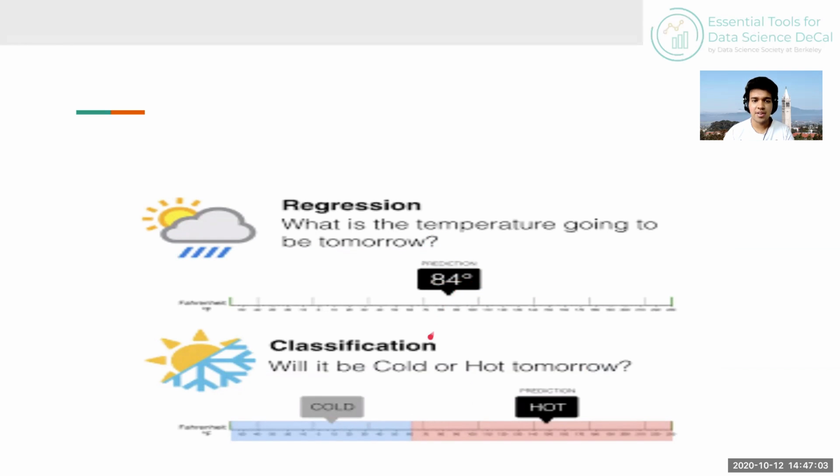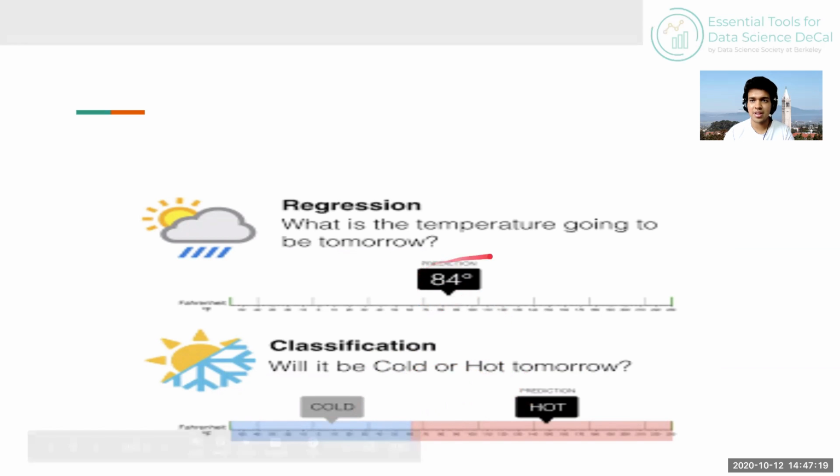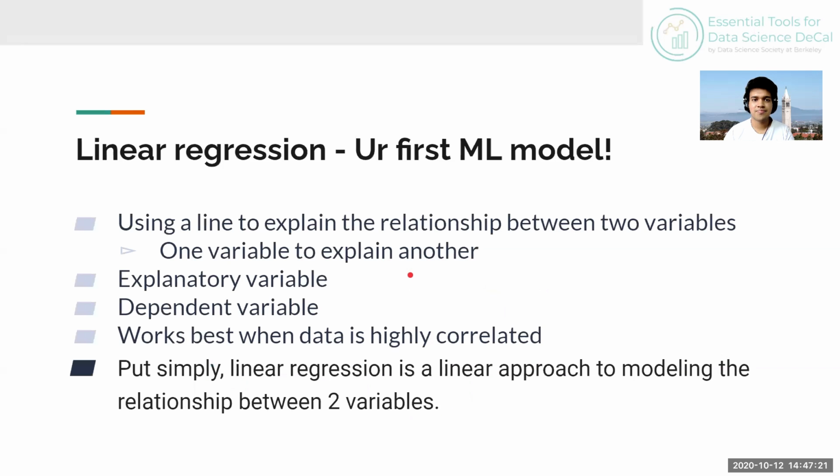With classification, on the other hand, we have only two possible values. We either have cold or we have hot. There is no real intermediate value over here. There's no warm or mild. It's just cold or it's hot. So there are only two possible outputs over here, while over here there are infinitely many possible outputs.